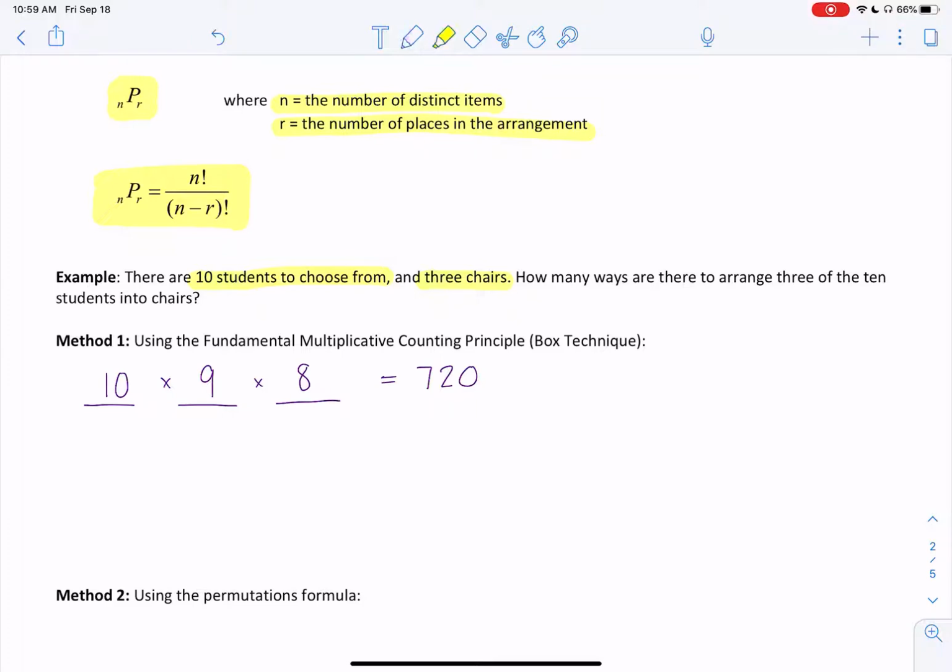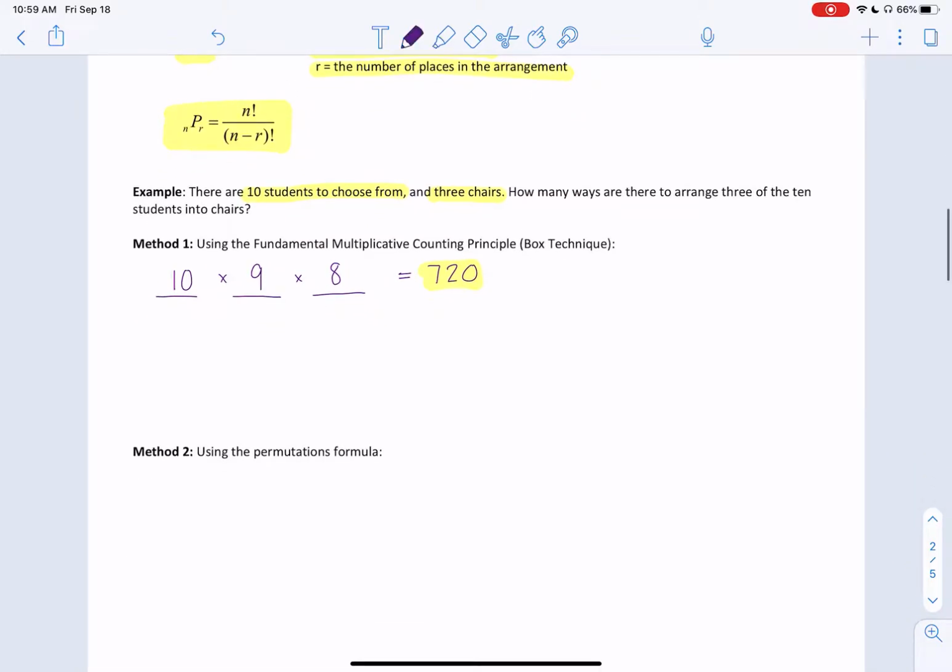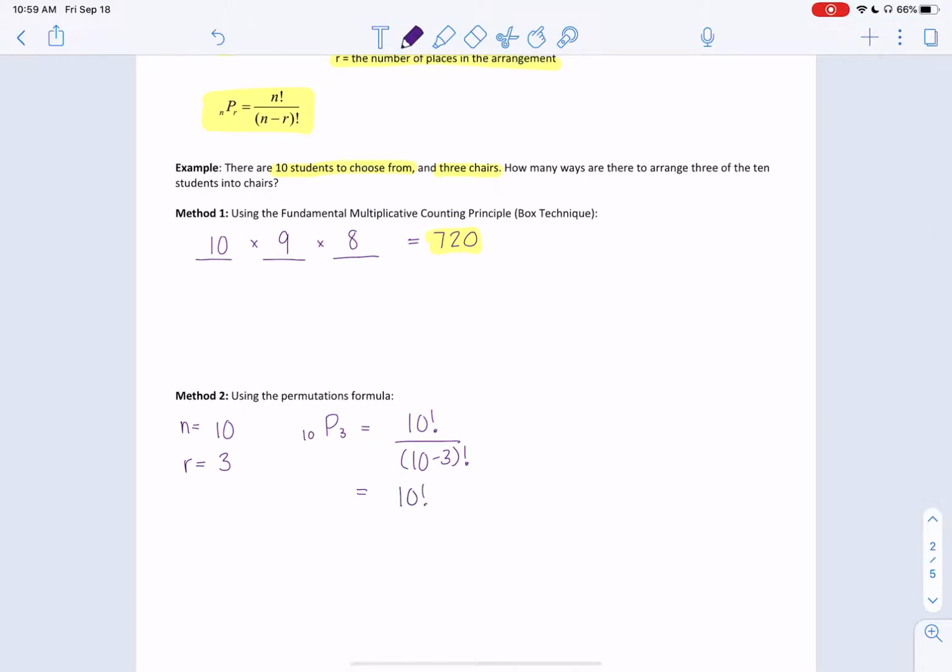Now, what we can do is try to do this using our permutations formula. So our n value here is going to equal 10 because there are 10 students, and our r is going to equal 3 because there are 3 chairs. So we're going to write 10 permute 3, which will give us 10 factorial all over 10 minus 3 factorial, and 10 minus 3 is 7, so we will get 10 factorial all over 7 factorial.